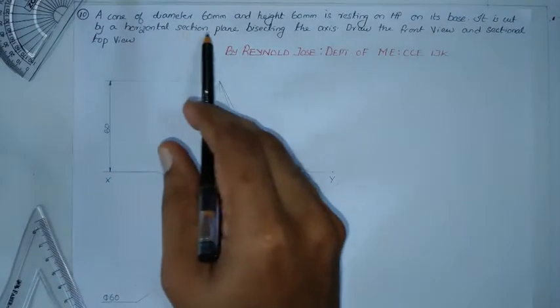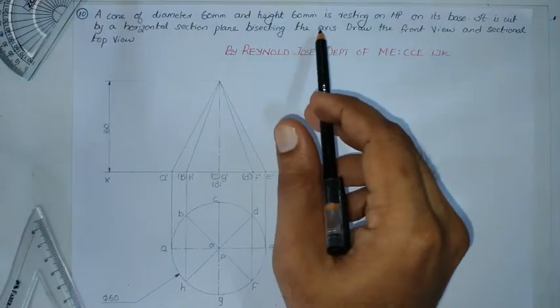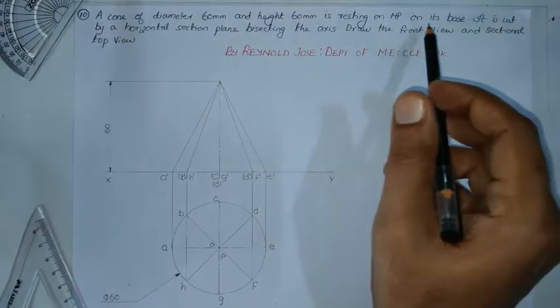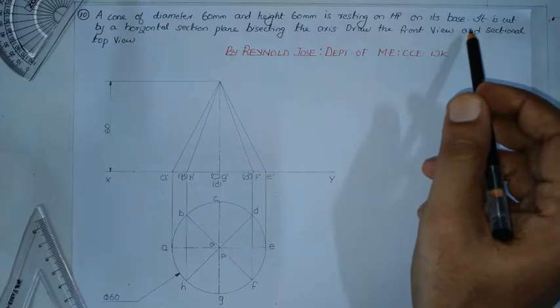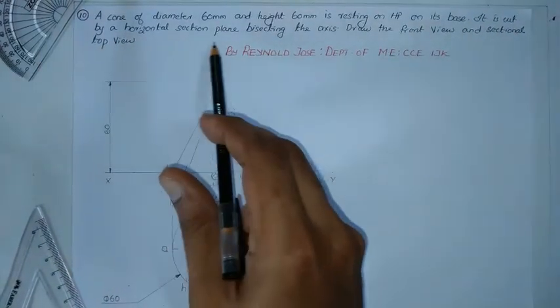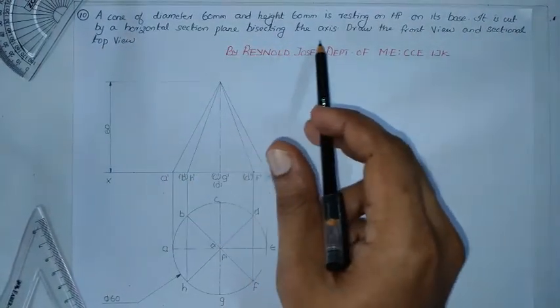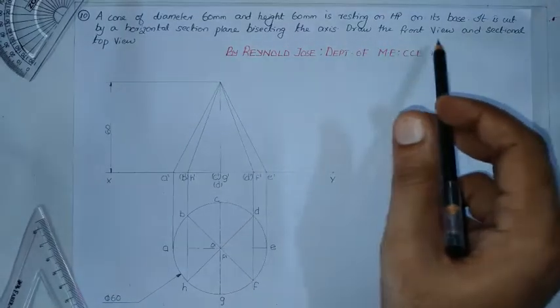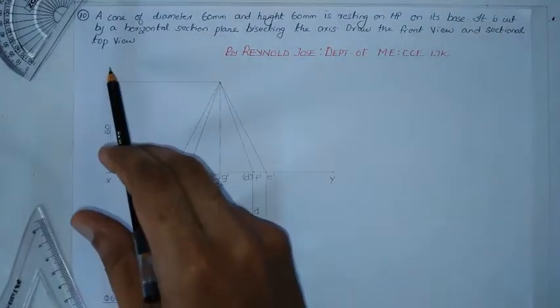A cone of diameter 60 mm and height 60 mm is resting on HP on its base. It is cut by a horizontal section plane bisecting the axis. Draw the front view and sectional top view.